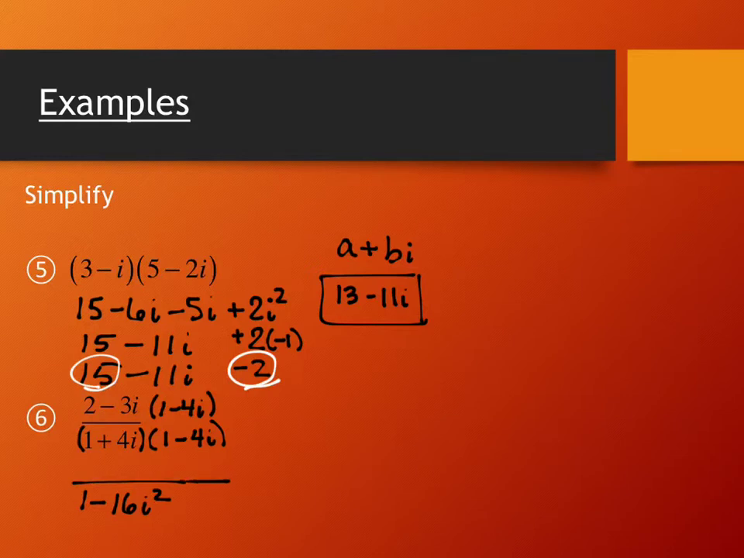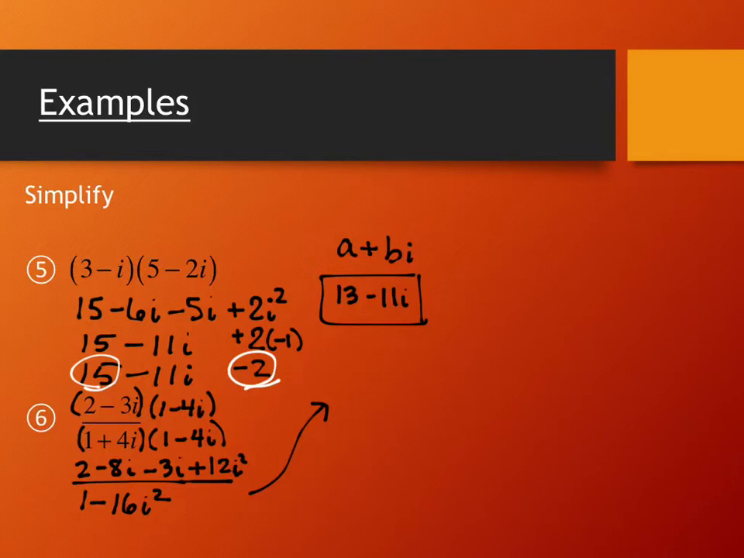Now let me finish the numerator out because I haven't multiplied it yet. Remember, there's distribution in my numerator. First term, 2 times 1 would be 2. Outside, 2 times negative 4i is negative 8i. Inside, negative 3i times 1, negative 3i. And last terms, negative 3i times negative 4i would be positive 12i squared. Change all those i squareds to negative 1 and then you're almost done.